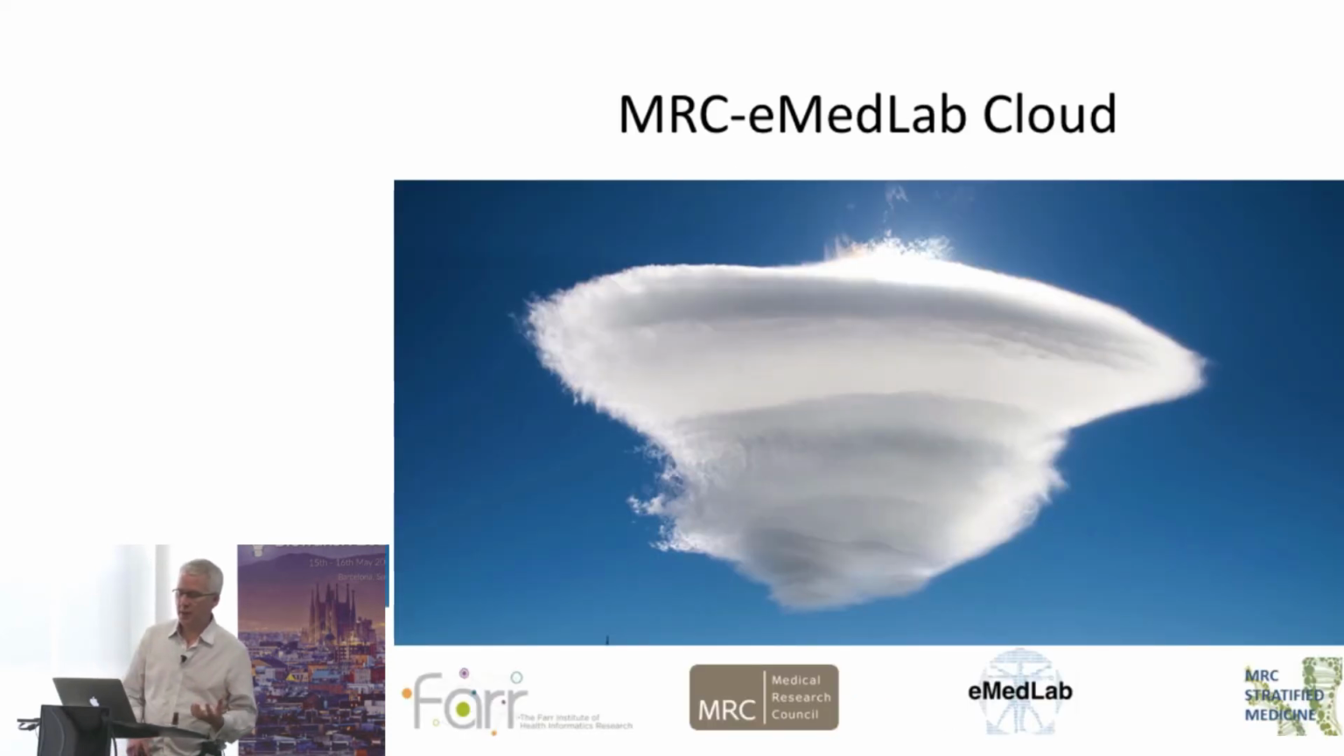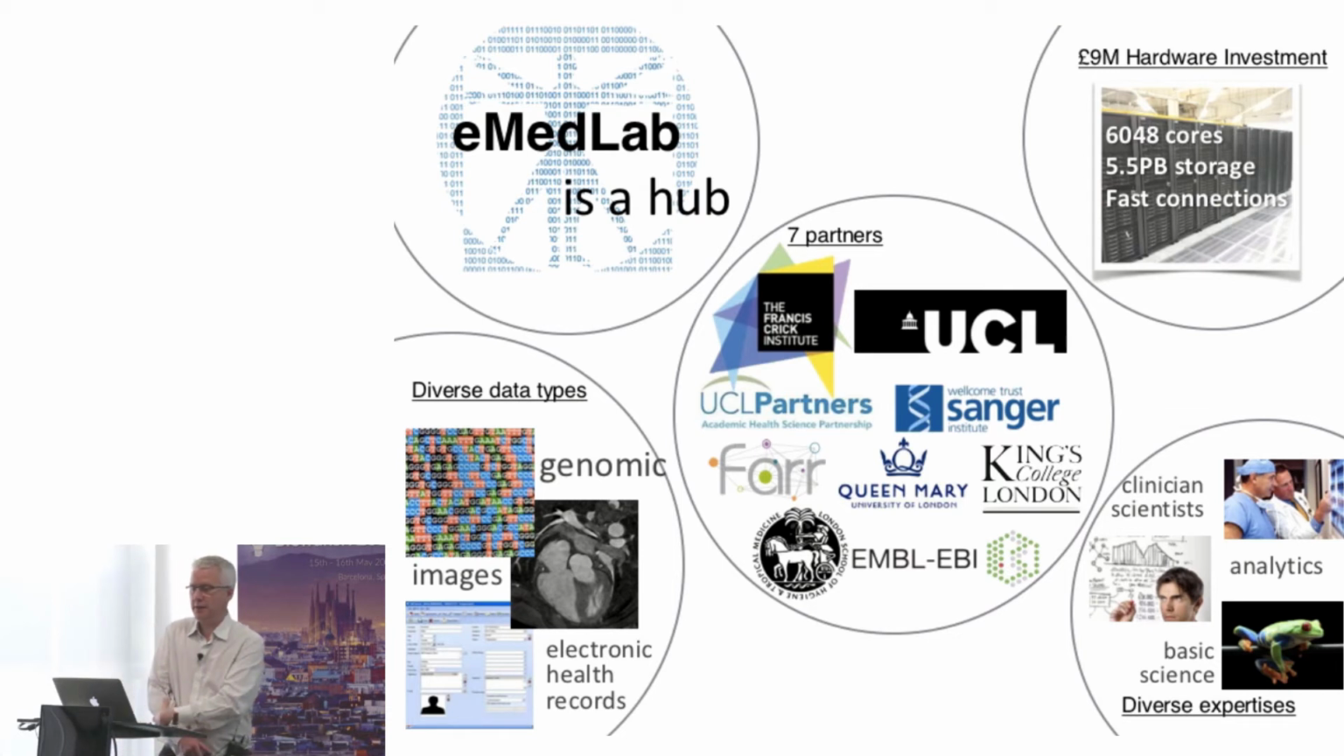And so just a bit about where we're actually hosting and storing all this, and how we're enabling the heavy lifting with the compute and the analysis. We're using the MRC eMedLab cloud computing cluster. This is a £9 million hardware investment by the MRC to 7 partners. It's led by UCL and the CRICK, but there are other parts: Sanger, King's, Farr Institutes, EBI, and Queen Mary.